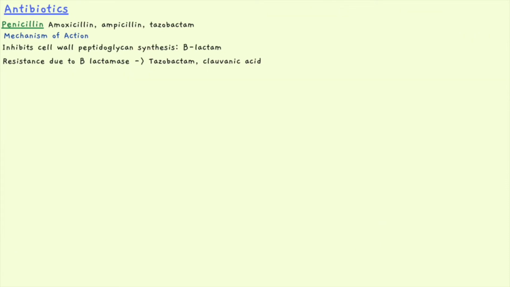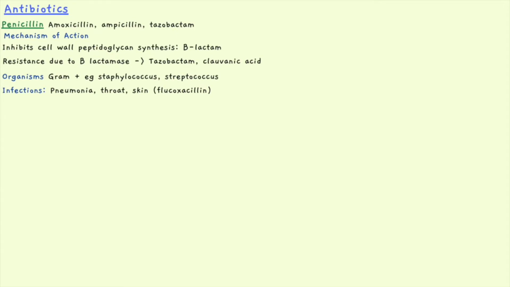The most common and well-known class is penicillin, and they include drugs such as amoxicillin, ampicillin, and tazobactam. More accurately, the class is called beta-lactam drugs, and this is because it inhibits cell wall peptidoglycan synthesis through inhibiting beta-lactam. However, over time, bacteria may develop resistance to this through the action of beta-lactamase. Thankfully, beta-lactamase can be inhibited through antibiotics such as tazobactam and clavulanic acid.